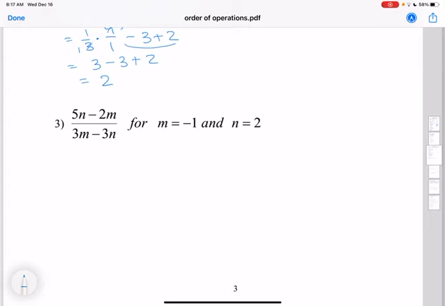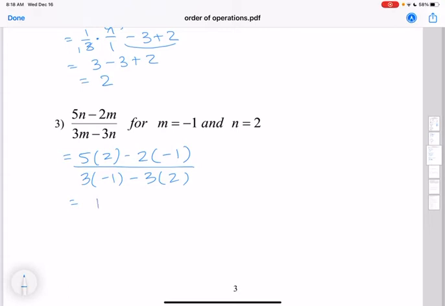And for number 3, this one we have 2 different things to fill in. Okay, we have an m equals -1 and an n equals 2. So I'll go ahead and put 5 times the n we said was 2, minus 2 times the m we said was -1, over 3 times that m of -1 minus 3 times that n of 2. Okay, so no parentheses or exponents because these parentheses mean multiplication, remember? So let's go and do multiplication now.